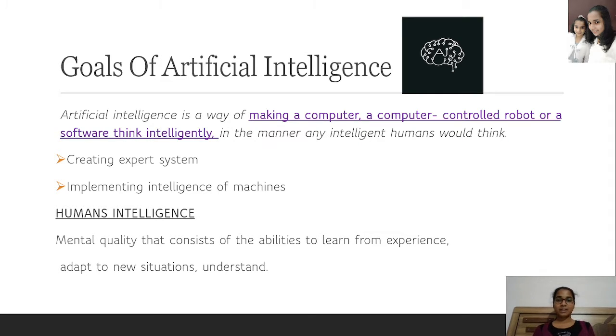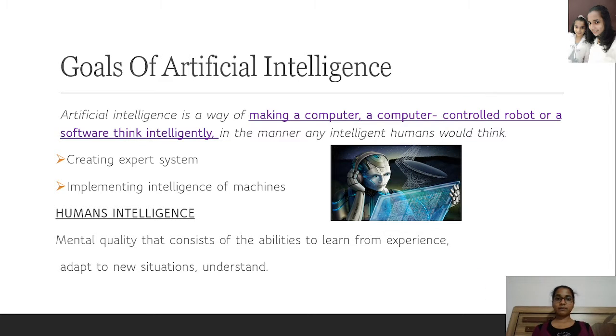So now we have a term human intelligence, which means mental quality that consists of the abilities to learn from experience. That is, a human collects the information from the environment and then it gathers it and analyzes it.